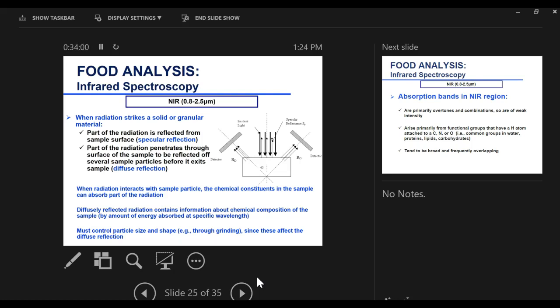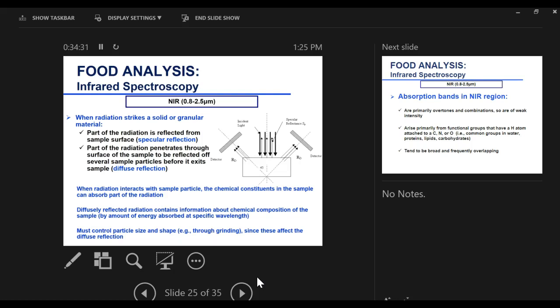Some of that light or electromagnetic wave gets reflected, but there is no detector there because that reflected light has no chemical signature of your sample. However, the remainder of the light that does not get reflected goes in and interacts with the different molecules, and the different molecules absorb some of that energy. And then the energy that is not absorbed at different wavelengths is reflected at a different angle.